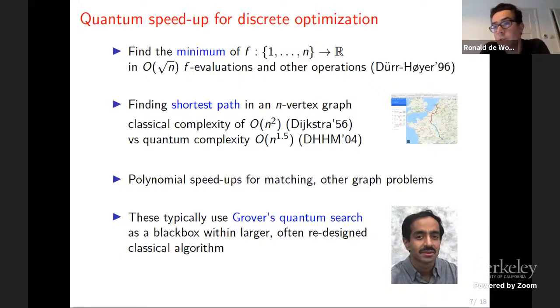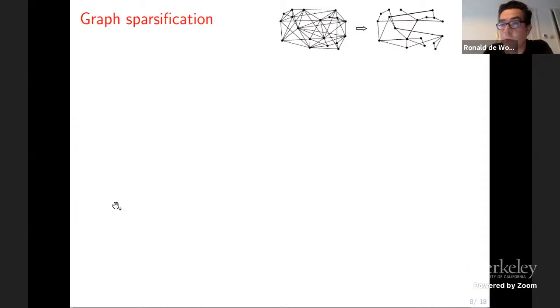And I want to zoom in on one recent application of quantum algorithms to graph problems that gives such a polynomial speedup, where again, the main tool is Grover's algorithm, but it's really hidden at the bottom of a large layer of all sorts of classical tricks that you would not need for classical algorithms. And this is the case of graph sparsification. So graph sparsification is an extremely useful tool if you want to do algorithmic tasks on graphs. The picture to keep in mind is you're given this graph on the left here. It could be pretty dense, has lots of edges, and you want to move it to this graph on the right, which has far fewer edges, and yet retains many of the properties that the original graph had.